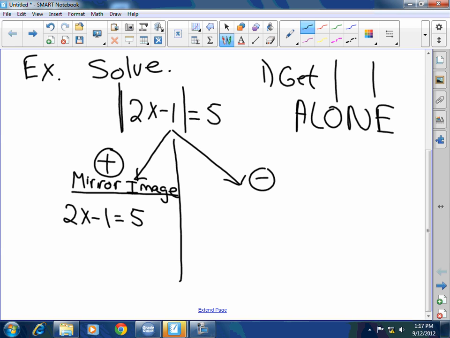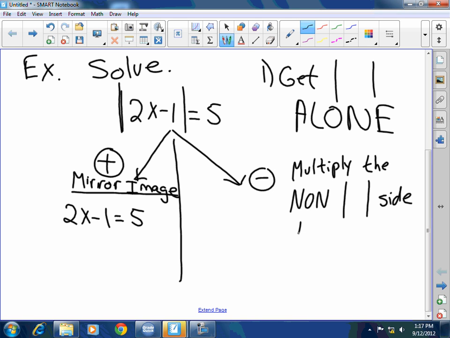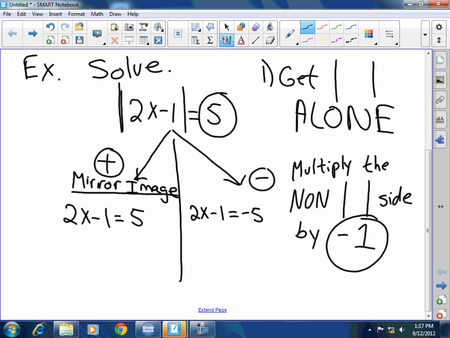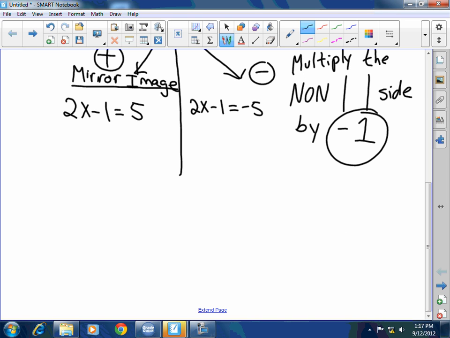Now, the negative side. For the negative side, multiply the non-absolute value side by -1. Am I going to mess with the absolute value part? No. This is going to be 2x minus 1 equals -5. Because this is the non-absolute value side, this is what you multiply -1 to. And now you solve, literally.